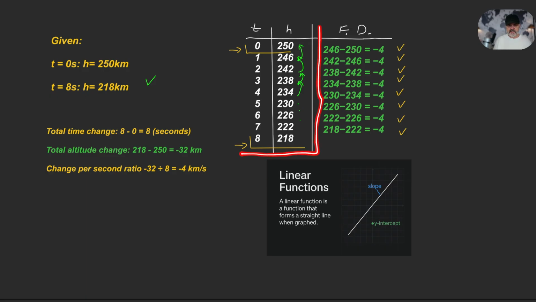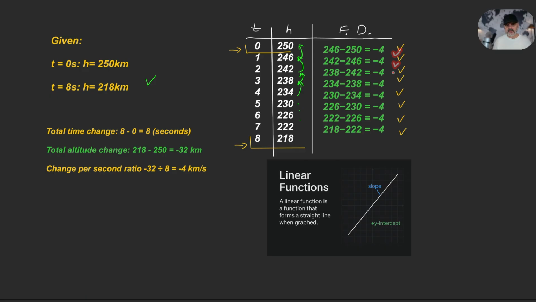Then we build the first difference. So we have to have established the second column, and understanding that in the first column, the time values are constantly changing by the same amount, by 1 second at a time. We do the second entry minus the first entry. So 246 minus 250, boom, negative 4. Then you proceed to the next difference again, as you can see, and again and again, until the last difference, negative 4. So they are identical.